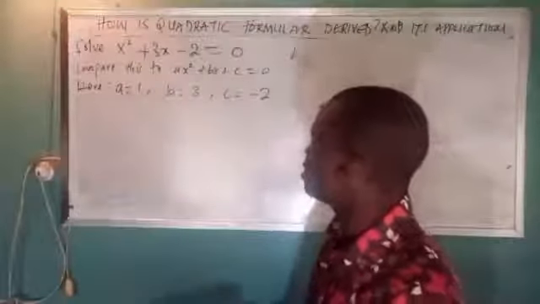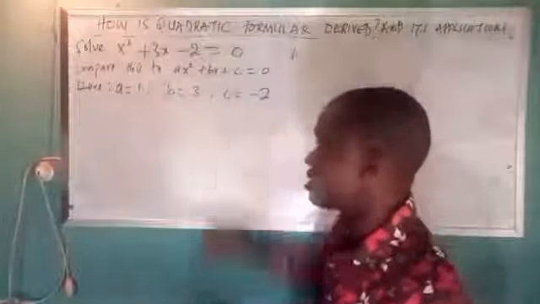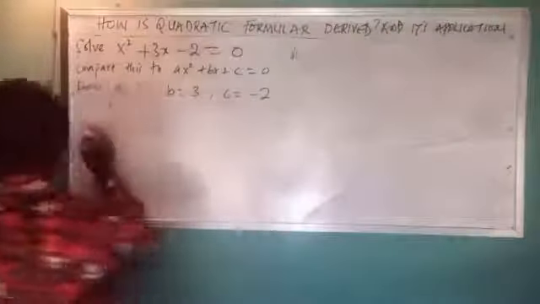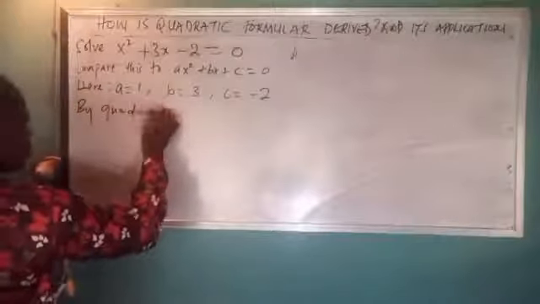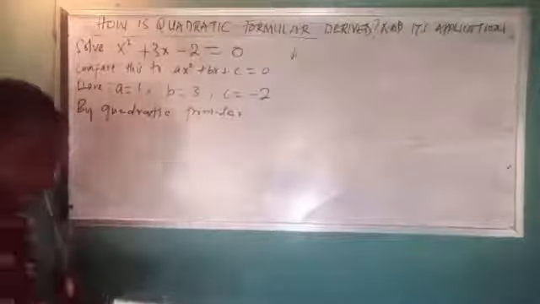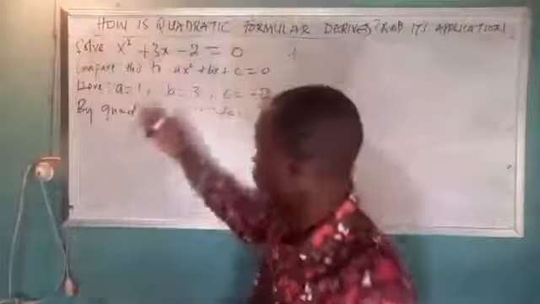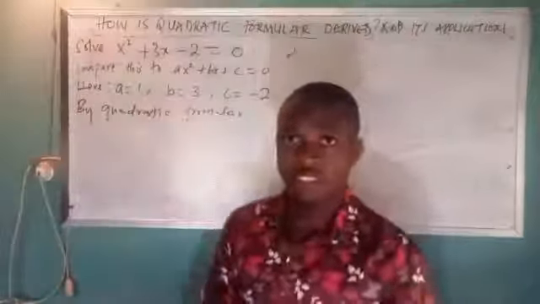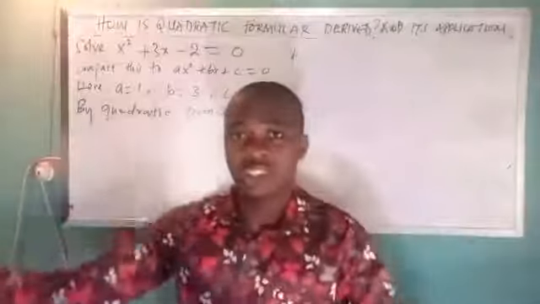So that's what we are going to do. From here, you have gotten the values of these constants a, b, and c. Now we bring down our quadratic formula. Actually, from the one we derived earlier, we have x equal to something.